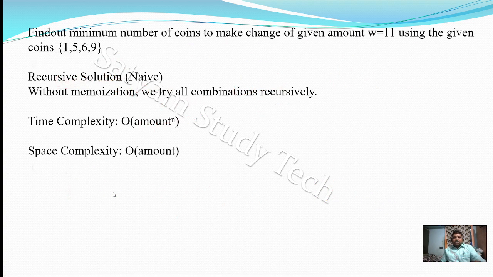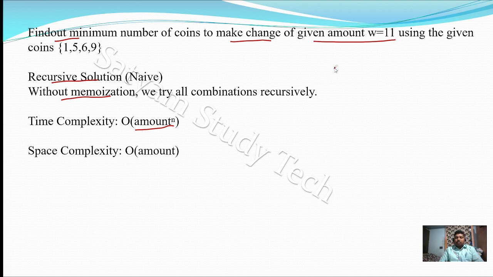Now we will discuss the dynamic programming approach here: find the minimum number of coins to make change for the given amount w equal to 11 using the given coins 1, 5, 6, 9. For the recursive solution, that is without the memoization technique, the time complexity is big O of amount power n, where n is the number of coins and amount is the total amount. The space complexity is big O of amount. So without using the memoization technique, what are the subproblems here?